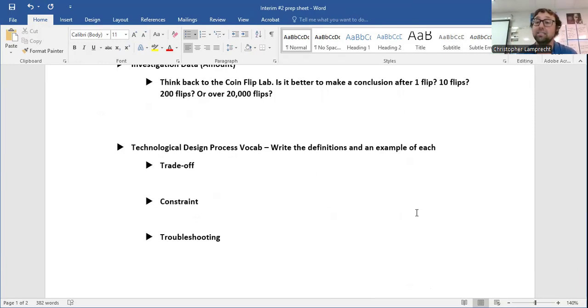Troubleshooting is our last one. Troubleshooting means that you're testing something to try to figure out where the trouble problems are. You're trying to figure out what is wrong so that you can fix something.